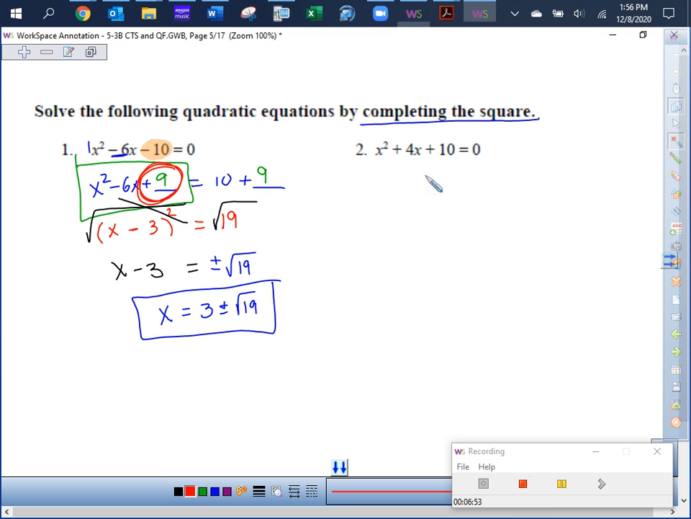Let's do another one and get our comfort level up. First of all, do you see how the a value is 1 and the b value is even on this one? Perfect case to complete the square. You also can't factor it. You can't find two numbers that multiply together to be 10 and add together to be 4. So let's set them up with blanks.